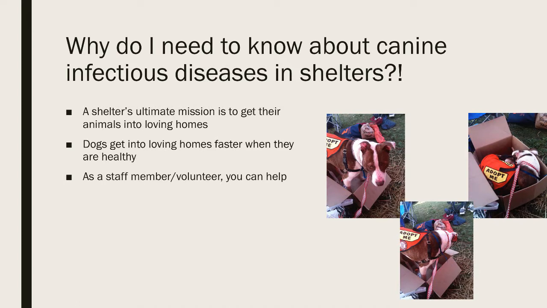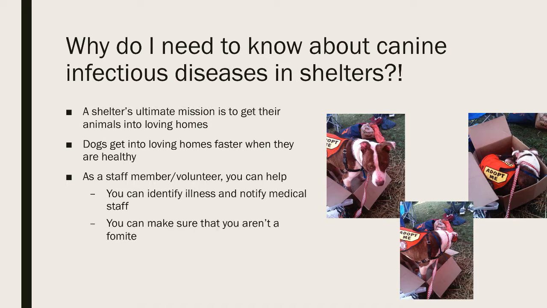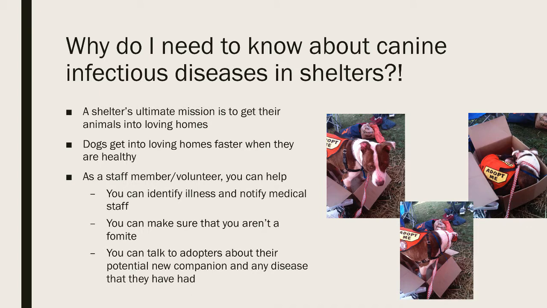As a staff member or a volunteer, you can help this process along significantly. You can learn to identify illness and notify medical staff when you're concerned that an animal might have something infectious. You can make sure that you aren't a fomite, which we're going to talk about a little bit. And eventually, if you pay close attention to the talk and talk to your medical staff, you can talk to adopters about what it means to have some of the illnesses that dogs or cats may have in your shelter.